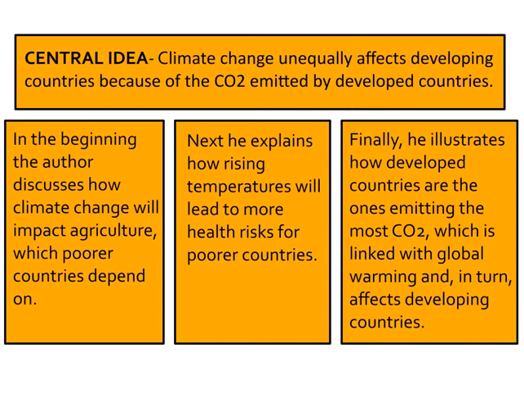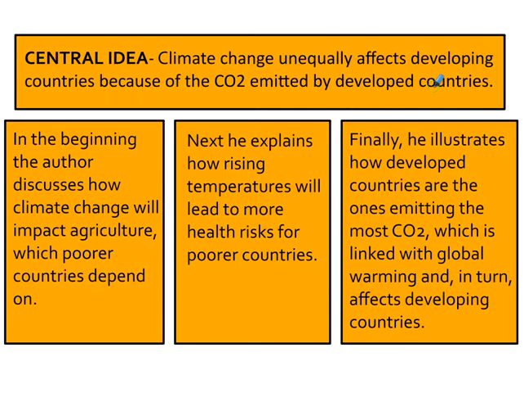So this is an outline of the text that we've been reading the last couple of days about how climate change affects poor countries. So our central idea is that climate change unequally affects developing countries because of the CO2 emitted by developed countries. So we have a couple things that we need the author to prove to us, if that's a central idea. We need the author to prove that climate change unequally affects developing countries. We need him to prove that it's because of CO2 emitted by developed countries or by richer countries.